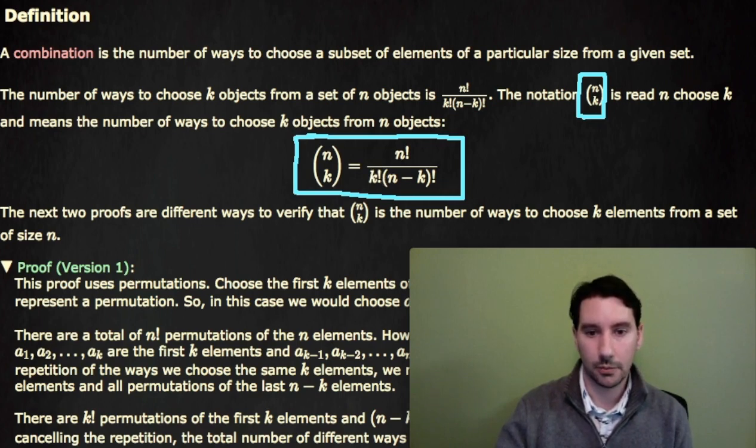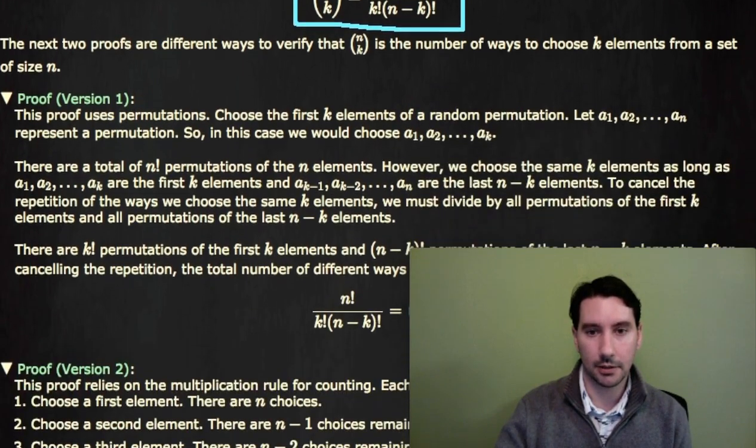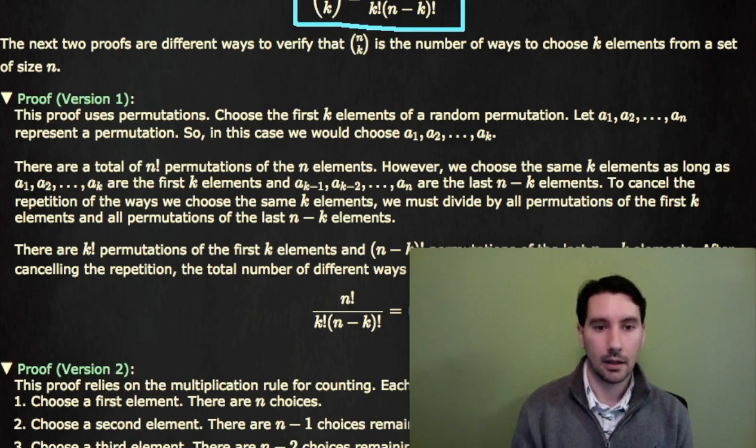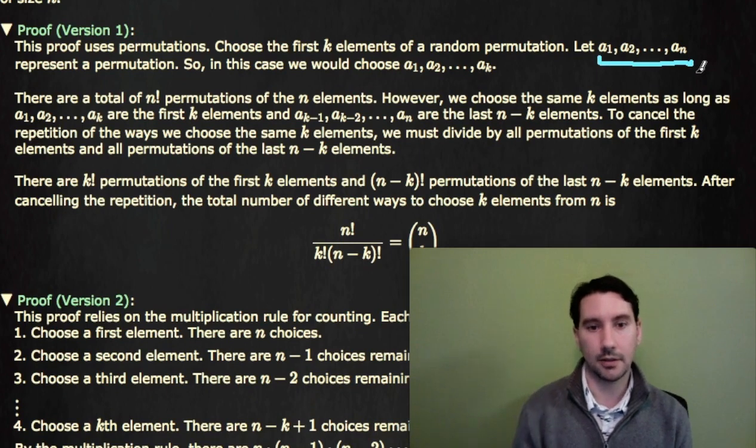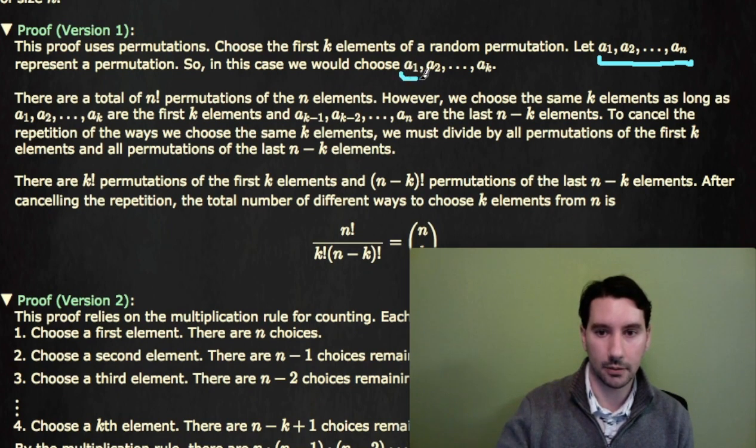We're going to show two proofs that this is the number of ways to choose k objects from n objects, and the reason I'm doing two proofs is because one may resonate with you more than the other. The first proof uses permutations. Let a1 through an be a random permutation of the n objects, and we're going to choose the first k that come up in that permutation. For example, we might choose a1 through ak.